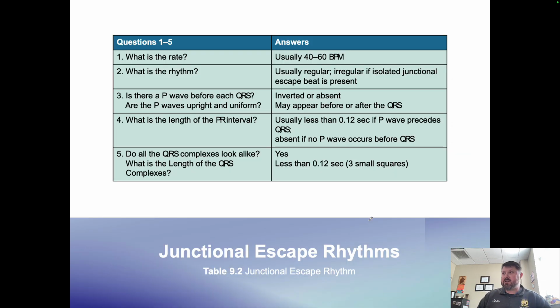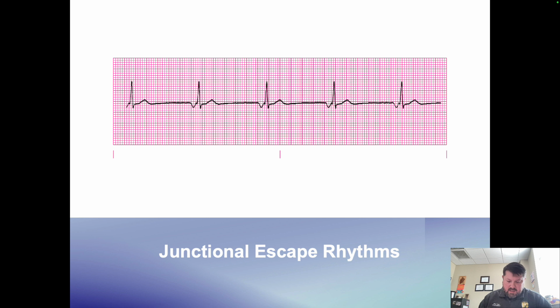So what are my rules? The rate is usually around 40 to 60. Of course, we said bradycardia can cause it to be less than 40. It's usually regular. If an isolated junctional escape beat is present, then it's going to be irregular, and we would just call the rhythm a sinus rhythm or whatever rhythm it is, for example ectopic atrial rhythm with a junctional escape beat. The P wave is going to either be inverted or absent. It may appear before or after the QRS, and we've talked about the reasons why in previous lectures. The PR interval should be less than 0.12 if the P wave precedes the QRS, and it's going to be absent if there is no P wave. And if it's a post-QRS P wave, we're not going to be able to get a PRI. And then the QRS complexes should all look alike, because once the conduction gets down to the ventricles, they should function normally.